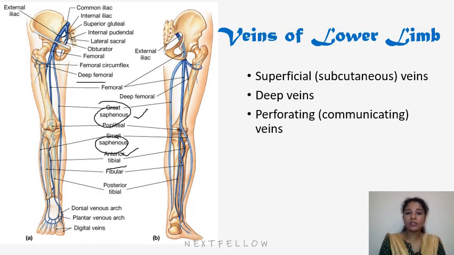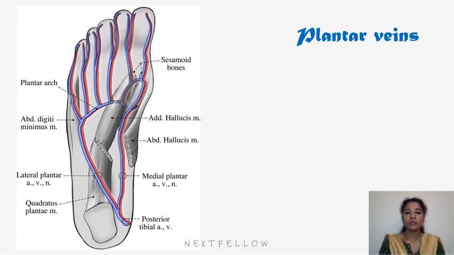And the deep veins are those which accompany the major arteries of the lower limb, and they have more number of valves comparatively to the superficial veins. So deep veins will have more number of valves than superficial veins. So superficial veins are more prone to varicosity. And stagnation of blood in deep veins results in DVT, deep vein thrombosis. So let's begin from lower to higher now.